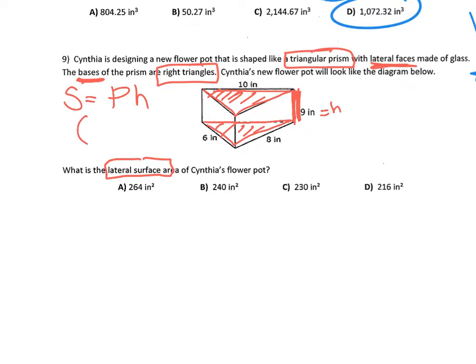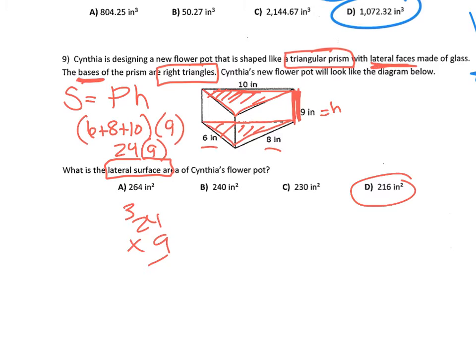So the perimeter of our base, 6 plus 8 plus 10. I got 24. And then multiply that by 9. It's always multiplying. 24 times 9. Yeah, it should be 216.